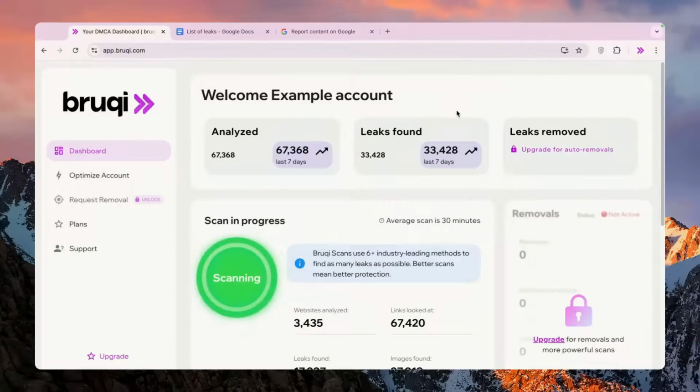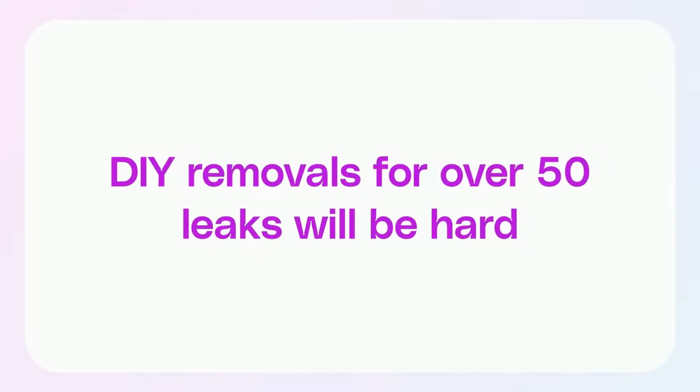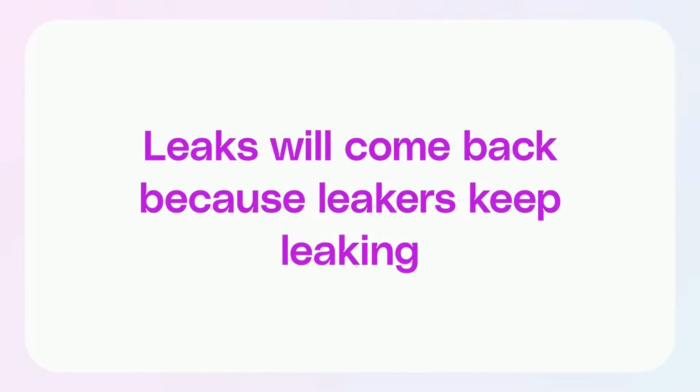While we're here, it's important to mention that sometimes creators come to us and run their free scan, and the scan finds 100, 200, 500, 1,000, or in this case, over 33,000 leaks. Unfortunately, when the scan finds this many leaks, there's not that much the creator can do to remove them. You can try, but it's a really uphill battle and it's going to be super tedious. And the worst part is the leaks will come back the next day and the next day after that, because leakers keep leaking, right?